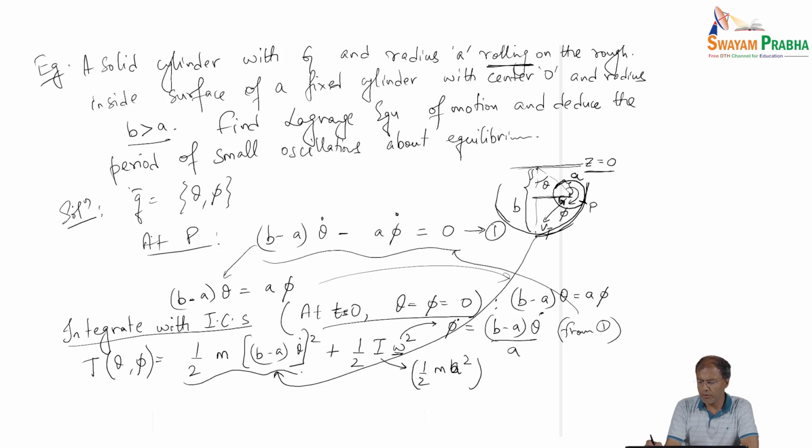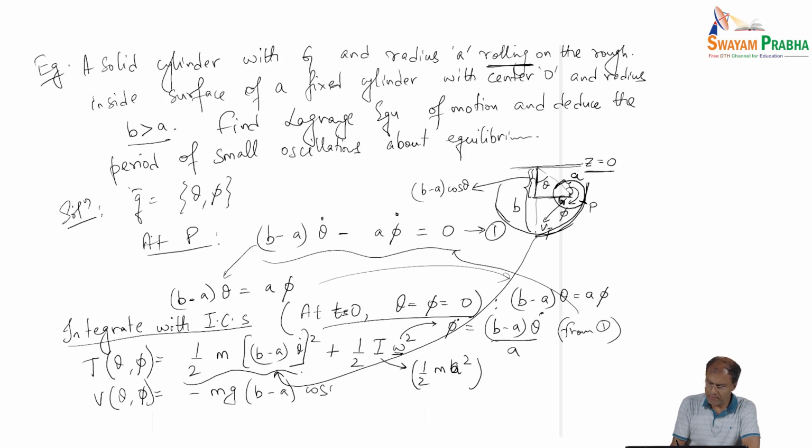Then the potential energy of the smaller cylinder will be reduced by a distance given by B minus A times cos theta. So this particular distance that I'm drawing here is going to be B minus A times cos theta. So my potential energy V of theta comma phi will be minus mg of B minus A times cos theta. So that is what we are showing here.